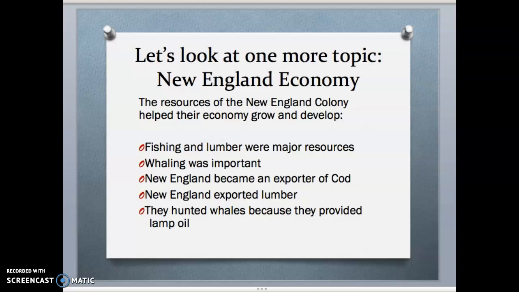Let's look at them. Fishing and lumber were major resources. Whaling was important. New England became an exporter of cod, fish. New England exported lumber. They hunted whales because they provided lamp oil. I want you to pretend you have a rug partner. Pause the video when you get to this. Look at these 5 and see what you would make out of these 5. What would you make your 3 subtopics? And when you're ready, you can unpause and go to my next slide.